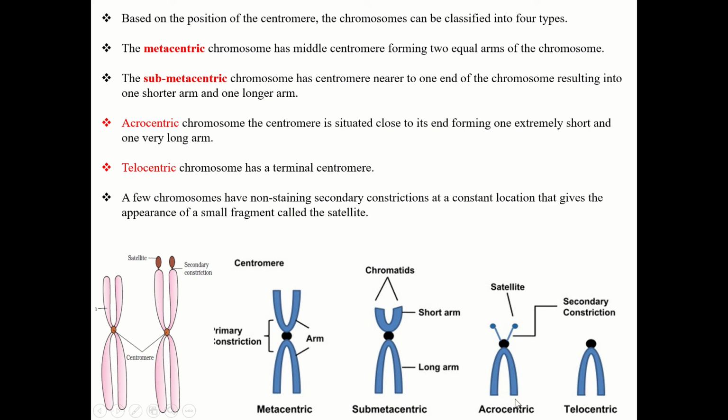Then the next one is the acrocentric chromosome. Here the centromere is situated close to its end, forming 1 extremely short arm and 1 very long arm. So very short arm and very long arm. And it has a secondary constriction in a few chromosomes. The last one is the telocentric chromosome, which has the centromere at the terminal. So it doesn't have a short arm. The centromere is present at the terminal, so it has only long arms.